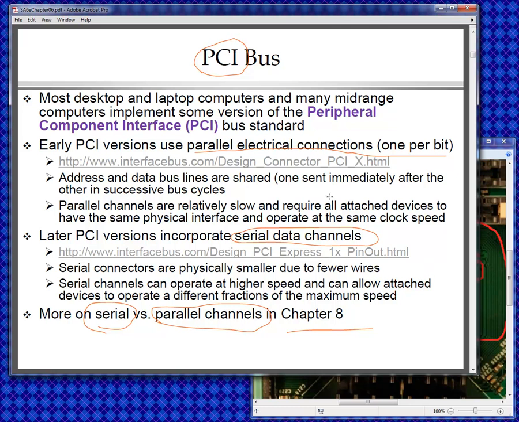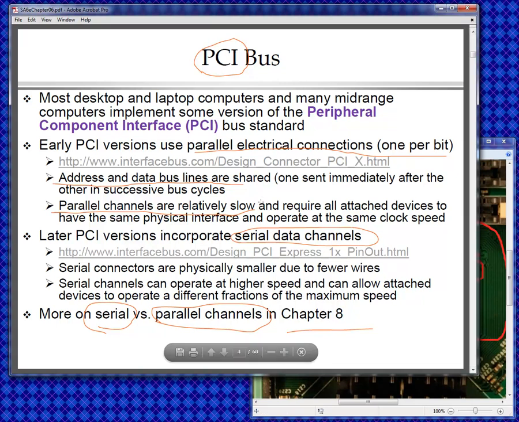So on the earlier PCI versions, yes, we have one electrical connection, or one wire, if you like to think of it that way, per bit. The address and the data bus lines are shared. We send the address, then we send the data. The problem with parallel channels is they're relatively slow, because of things that we'll cover more in Chapter 8, but the basic issue is skew: bits arriving slightly out of time with one another.